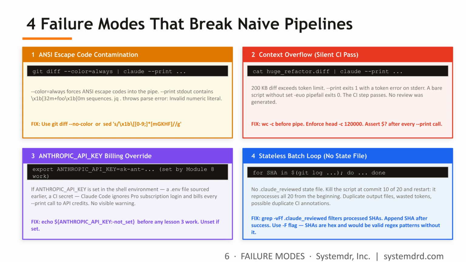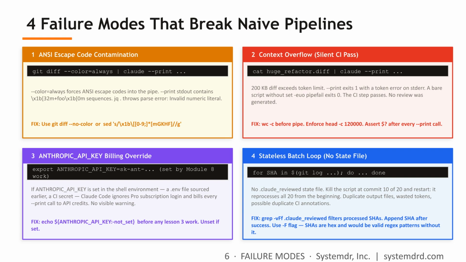A large refactor produces a diff over 200 kilobytes. Claude Print receives more tokens than the context window allows. It exits with code 1 and writes the error message to stderr. If your script doesn't have set -euo pipefail, the non-zero exit is swallowed. The script exits 0. The CI step shows green. The review file is empty. No one notices until a high-risk change ships without review.